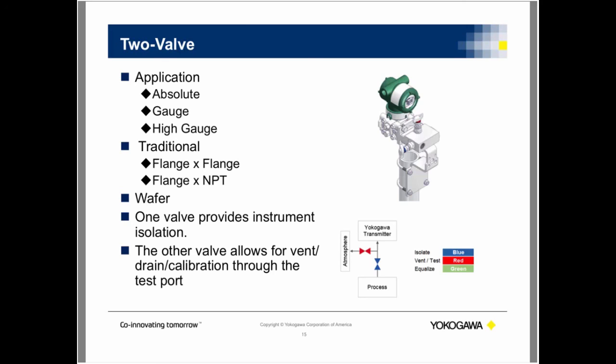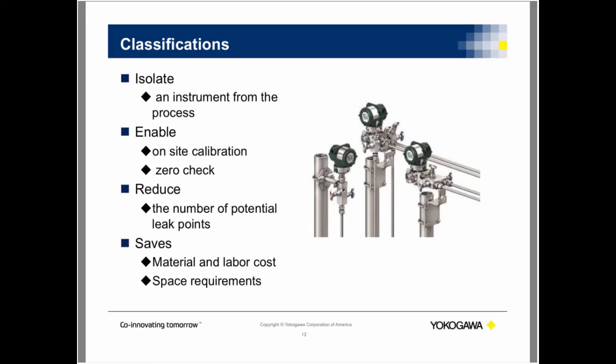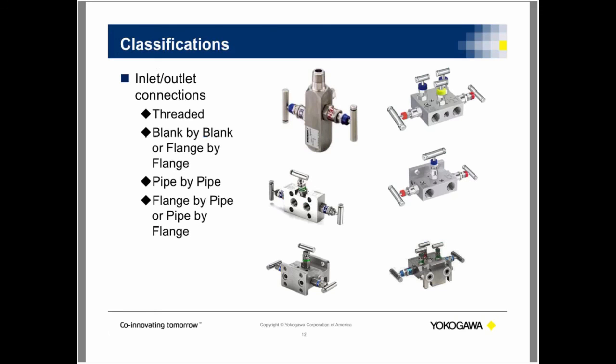You could see a blank by blank, which is, here we go. Sorry. On this slide right here, you can see a 2-valve blank by blank. It's just not very popular. Generally, you're going to see a flange by flange 2-valve or a flange by pipe 2-valve.